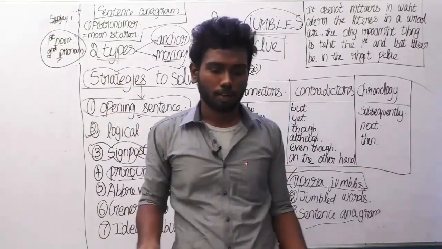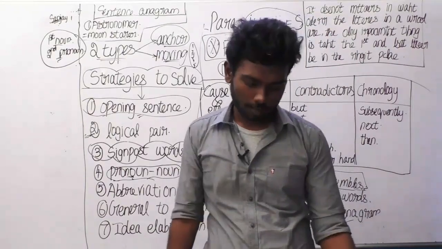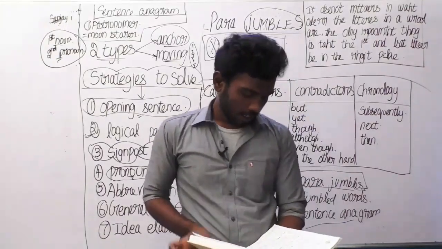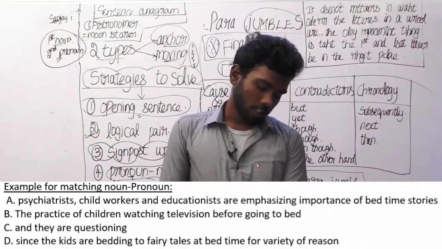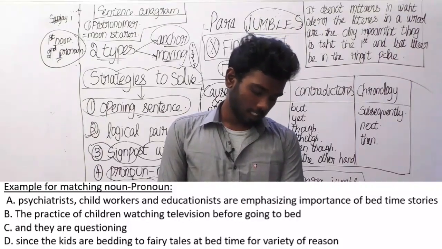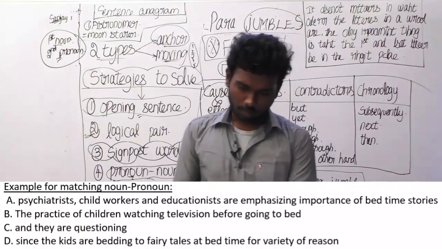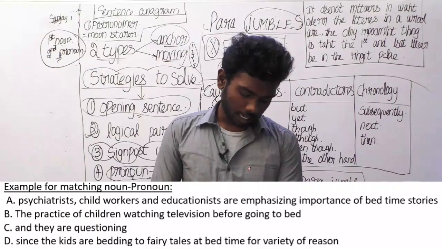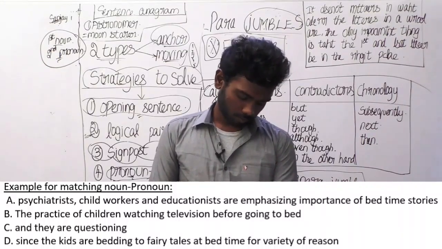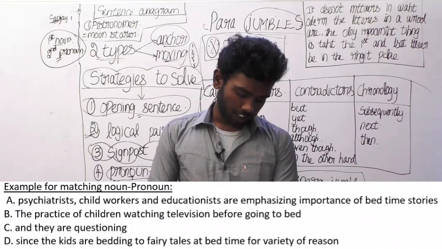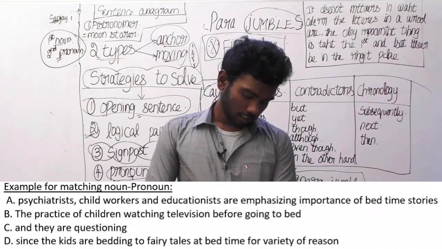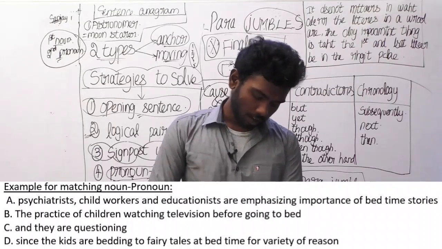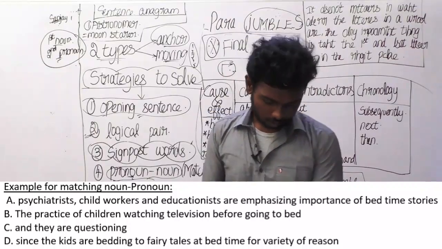So if I say an example for you in this also, it will be easy for you to understand. So take down this example. Psychiatrists, child workers and educationists are emphasizing the importance of bedtime stories. That is the first sentence. The second sentence is the practice of children watching television before going to bed. Third is, and they are questioning. Fourth is, since the kids are listening to fairy tales at bedtime for a variety of reasons. This is the fourth sentence.